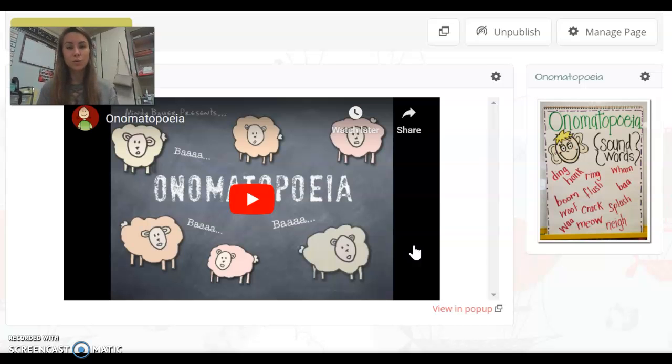They are sound words. That's usually what we call them. They're words that stand in for a sound. Because when we're telling a story, sometimes we want to pull in that aspect. We want to make readers think that they are actually hearing the sound.